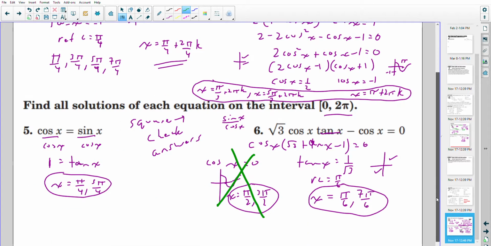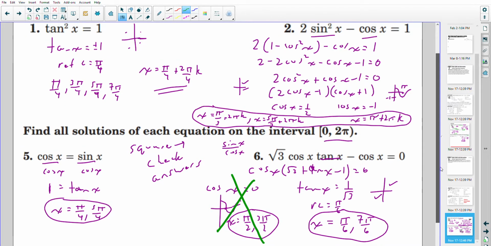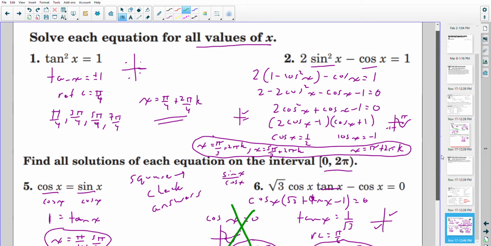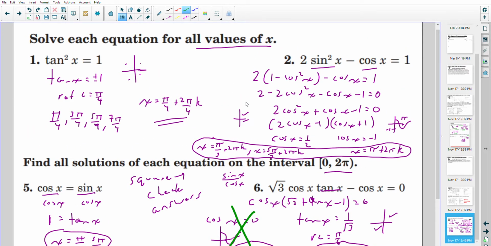Just be careful when you're dealing with tangents and cotangents, secants and cosecants, to make sure that none of your answers produce a 0 in the denominator. Also be careful if you square both sides; you have to check all of those answers. These can be some time-consuming questions, and every little mistake will create a wrong answer, so be careful.